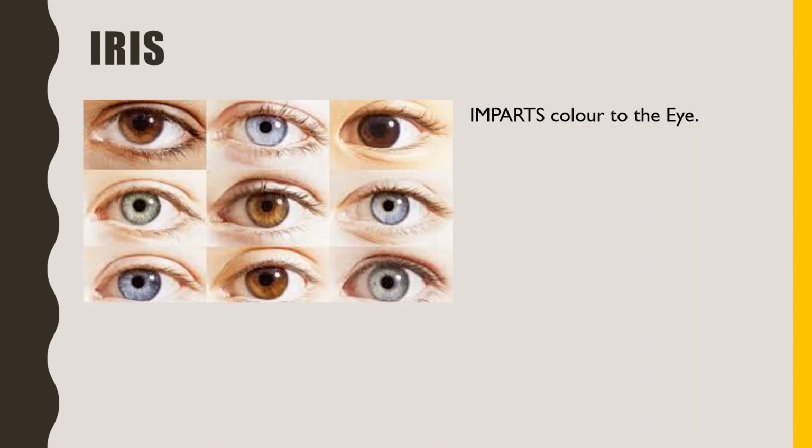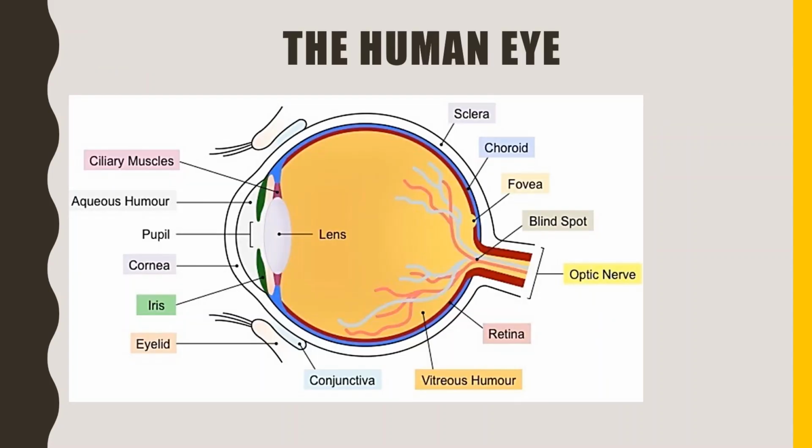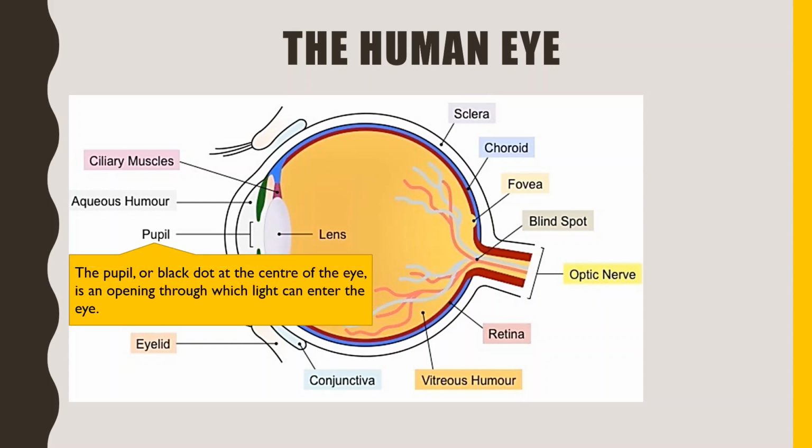What is the function of the iris? Number one, it imparts a color to the eye. Second, it controls the amount of light entering the eye. So basically, it controls the amount of light entering the eye through the pupil. And this particular thing which is controlled by the pupil is what we are going to talk about, that's called adaptation. So the third part of the human eye is called the pupil.